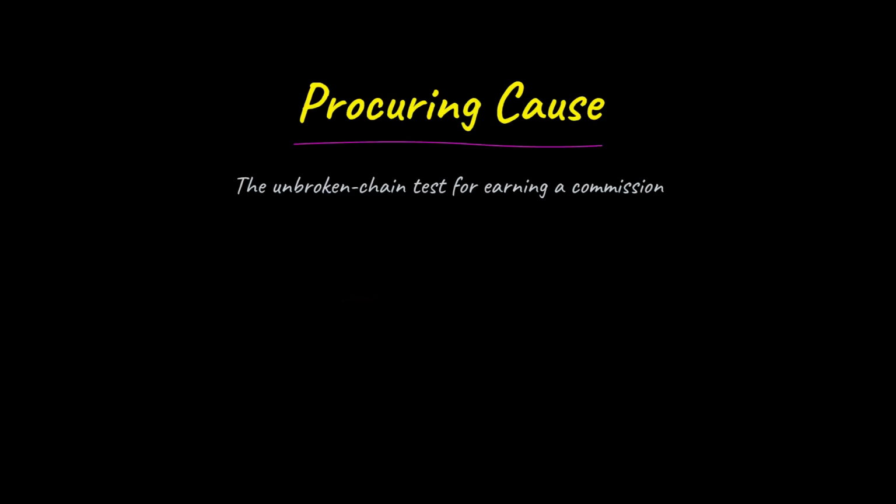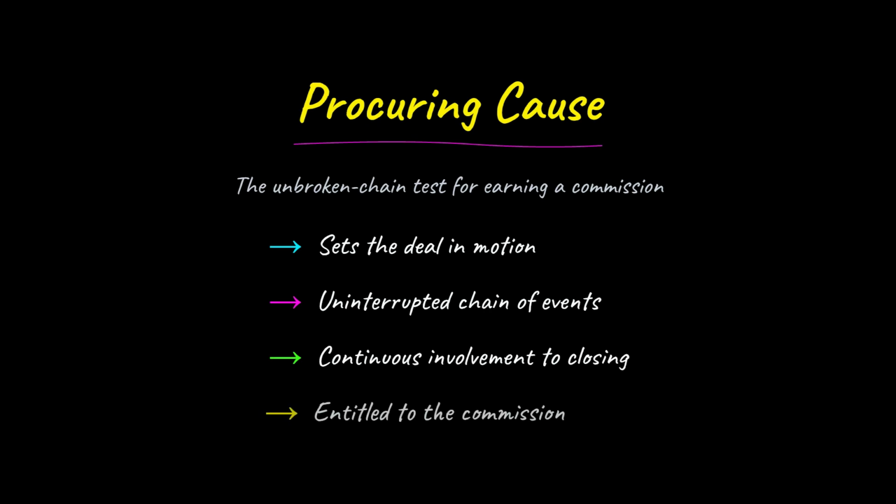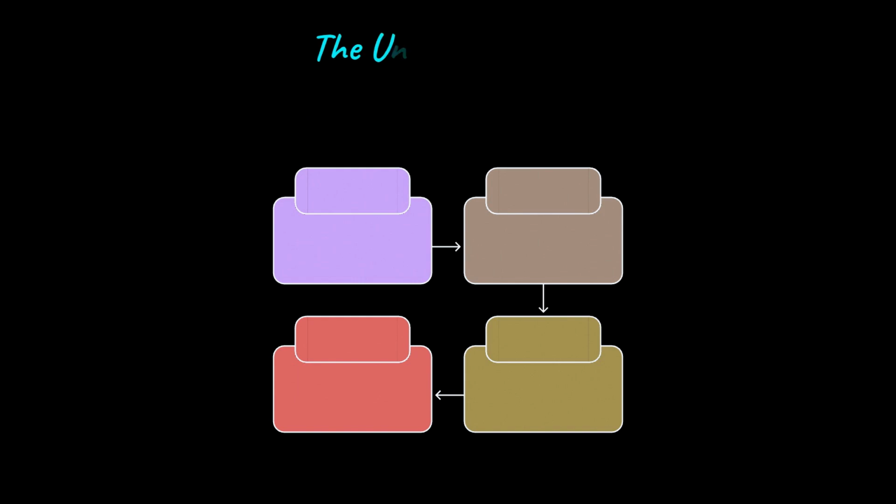When two cooperating brokers both claim a commission, the industry resolves the fight using a single test, procuring cause. Procuring cause traces the commission to the broker whose efforts set the deal in motion and carried it, without interruption, all the way to closing. If that chain breaks and a different broker independently completes the sale, the fee can shift to them instead.